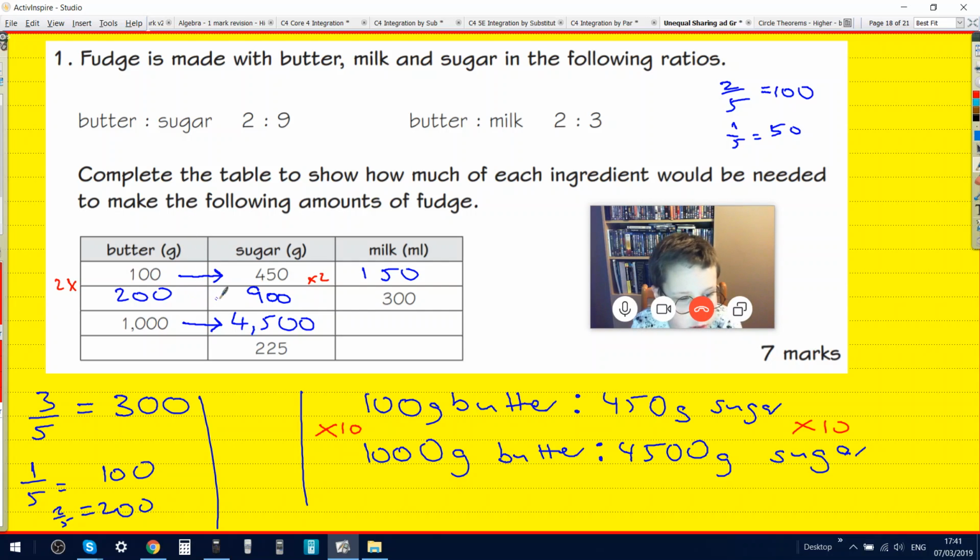No, you do 225. Wait, divide. Or to look at it the other way, for 450, you'd have to divide that by 2 to get 225. Yes. And so 450 matches with 100 grams of butter.